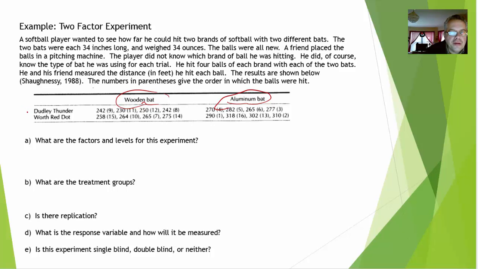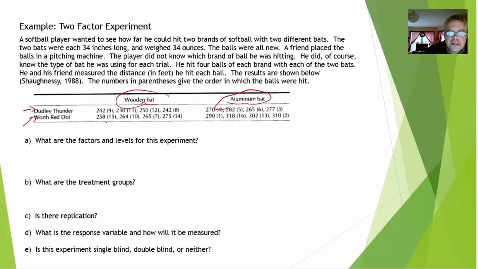One is called the Dudley Thunder. Why? I have no idea. And the other one's called Worth Red Dot. Don't know what that is all about either, but those are the 2 types of softballs he's hitting. Then these are the different feet. We're actually not going to talk about this part, but these were the measurements. They measured the response variable, which was how far the ball was hit, and these are the results.